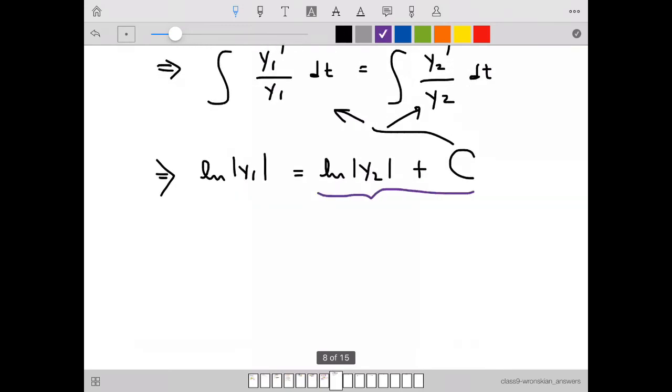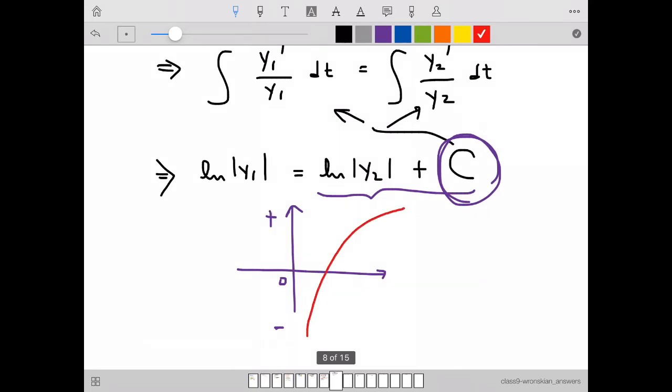And c is an arbitrary constant. So c can be anything. It can be 0, it can be a negative number, it can be a positive number. But no matter what it is, I can write c as ln of c1, because ln is a one-to-one function that covers all real numbers. So I can write this c as ln of c1, where c1 is some positive number.